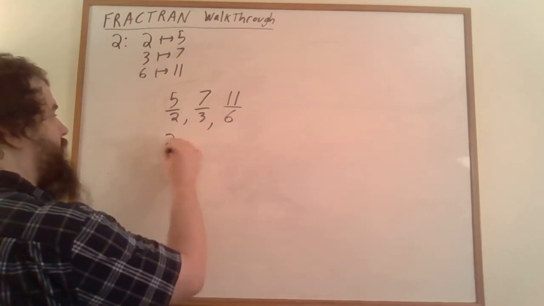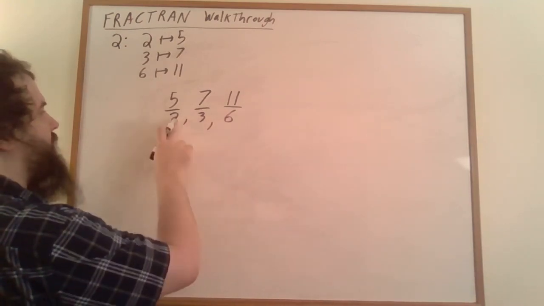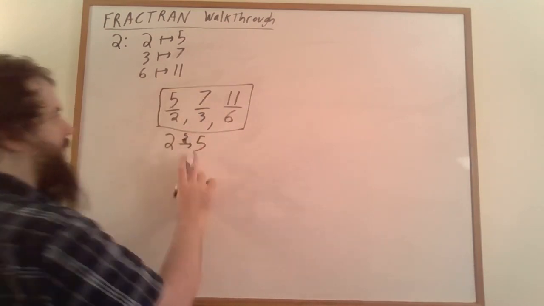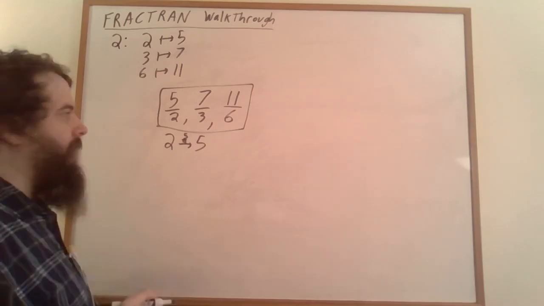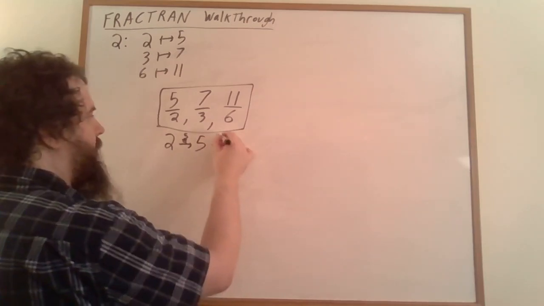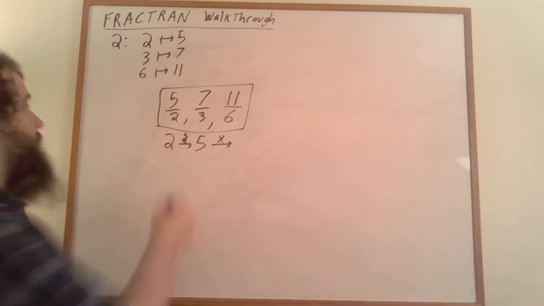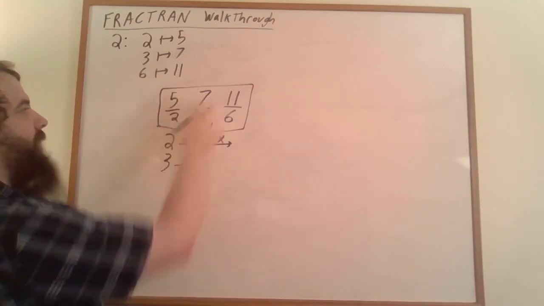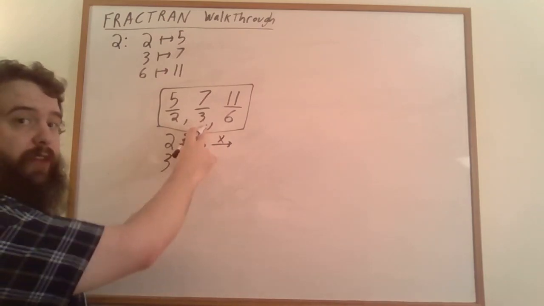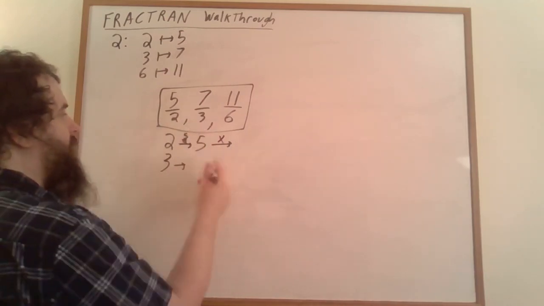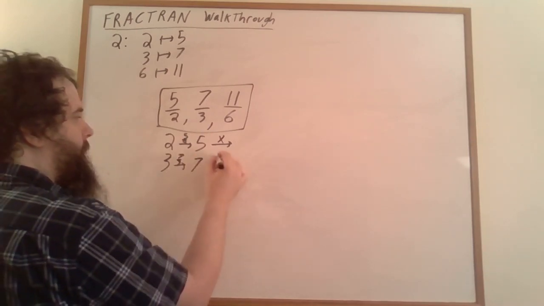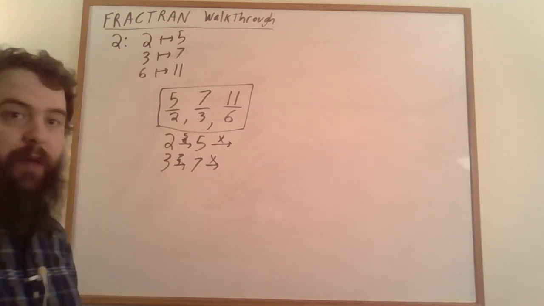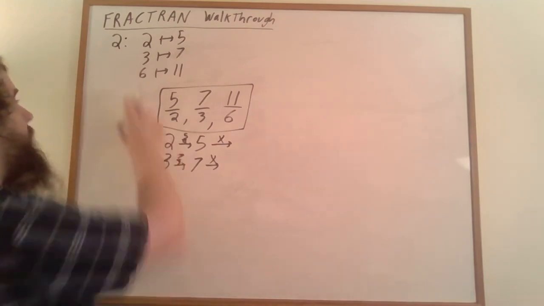If we input a 2, it gets multiplied by the first fraction in the list that we can multiply by, and that's 5/2, to get 5. 5 can't be multiplied by any of these fractions, so we're done. If we input a 3, it doesn't get multiplied by 5/2, it gets multiplied by 7/3, the first fraction in the list that we can multiply by, to get 7. And then 7 can't be multiplied by any of these, so 3 does in fact give us an output of 7. But what about 6?